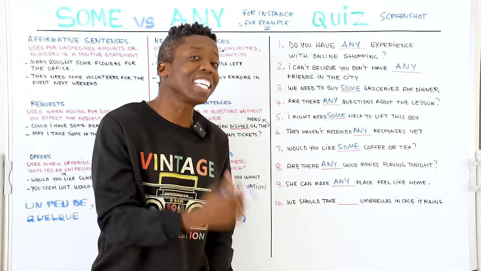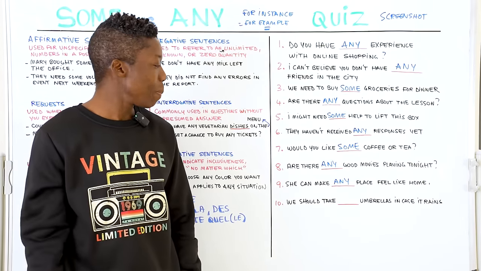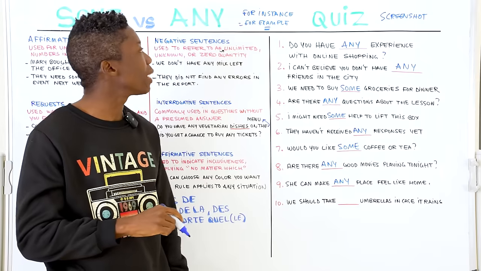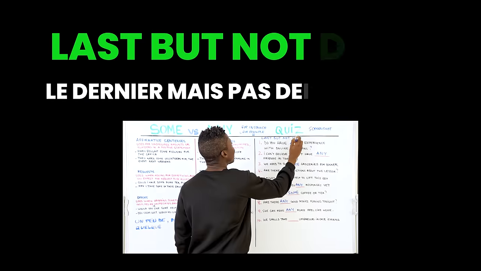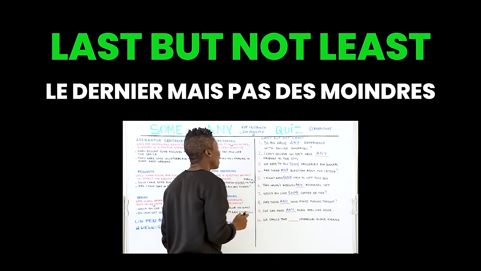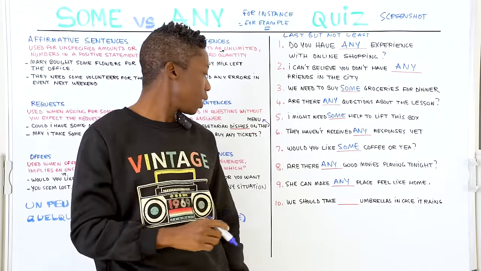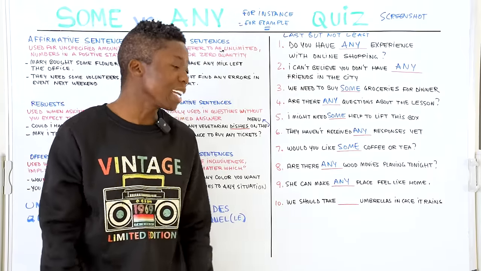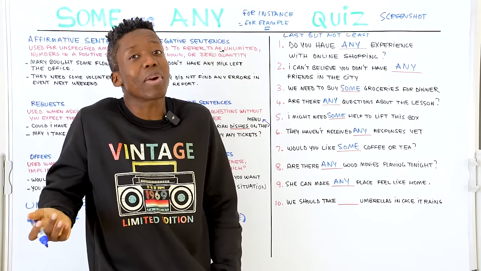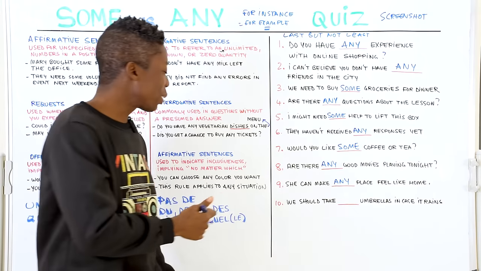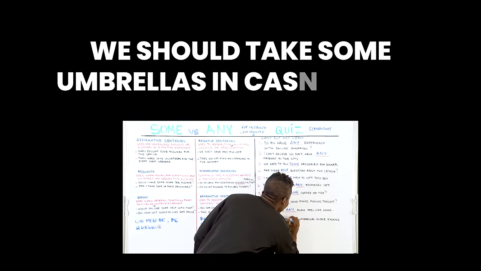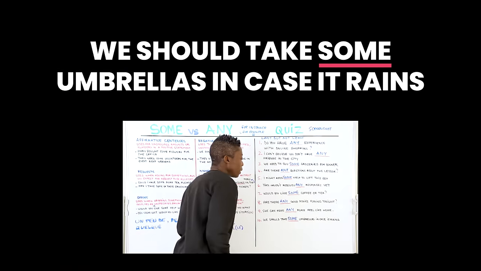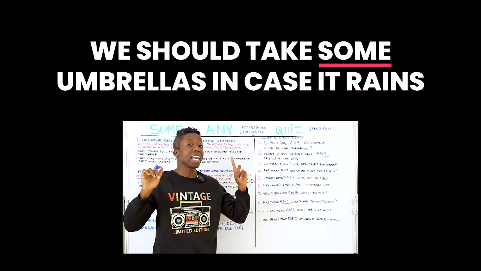Last but not least, le tout dernier, mais pas des moindres. Apprenez cette expression, last but not least. Le dernier, mais pas des moindres. Last but not least, we should take some umbrellas in case it rains, or we should take any umbrellas in case it rains. Ça, c'est trop facile. We should take some umbrellas, unspecified amounts, some umbrellas in case it rains.